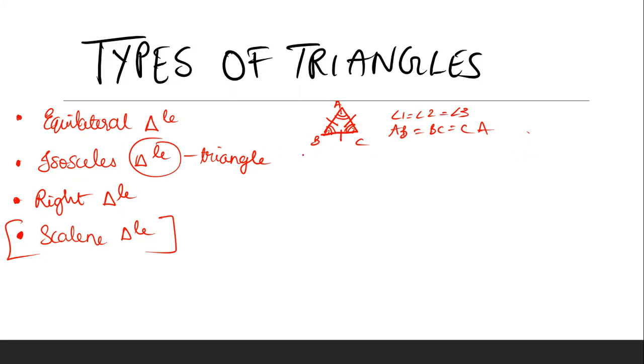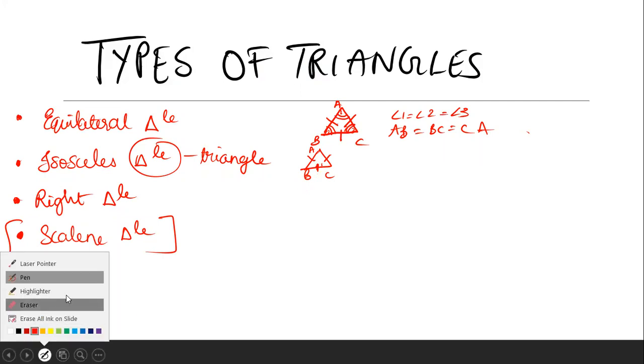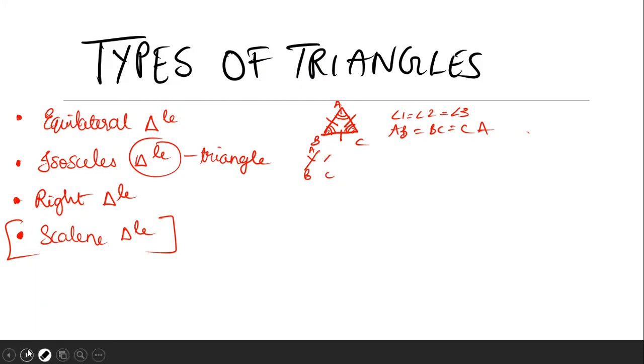Now, what is the difference in an isosceles triangle? In an isosceles triangle, we have only AB equal to AC. Only the two sides are equal. The third side is not equal to the other two sides. And this angle is equal to this angle as well. So angle B is equal to angle C. So AB is equal to AC, and angle B is equal to angle C as well.